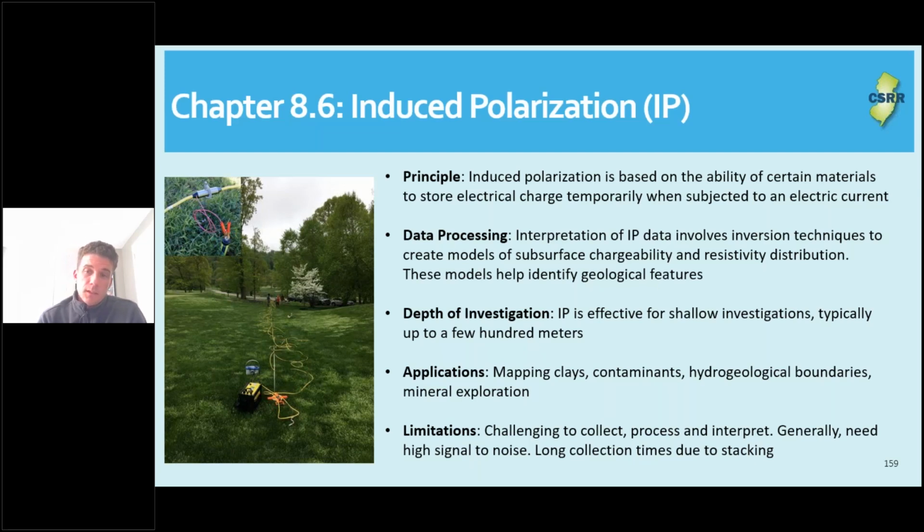So IP nowadays often uses the same equipment as resistivity, and so the data can be collected at the same time, or at least after the resistivity data is done. So there's a picture of the same setup on the left there. One application of IP surveys is that you can map contaminant plumes with it. There's an example of that on the next slide.